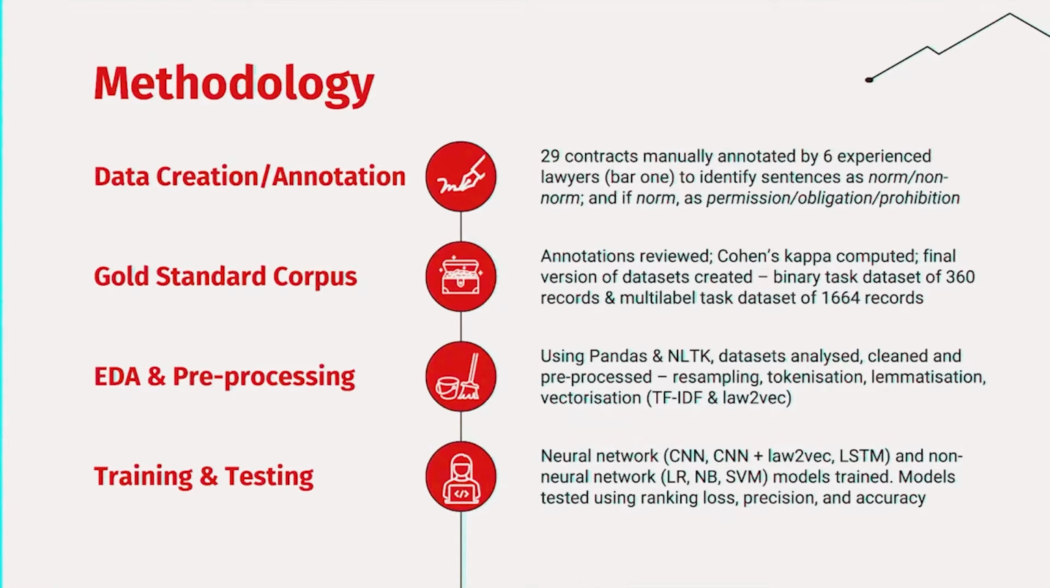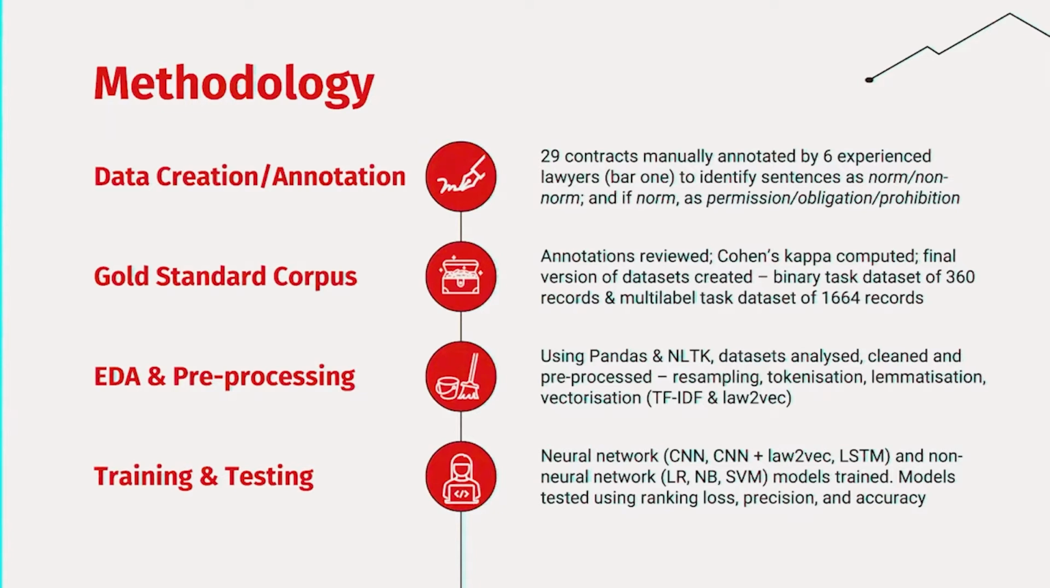After all of this was done, I then went through all of these annotations, calculated what's called the Cohen's kappa, which pretty much tells you how accurate the annotations were, and then created a final version of the data set, which is the gold standard. And I had 2 data sets, one for the binary task, which is determining if the sentence is norm or non-norm, and then a multi-label task data set, which determines if that sentence is permission, obligation, or prohibition.